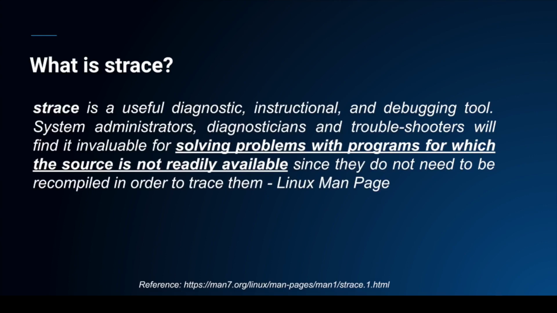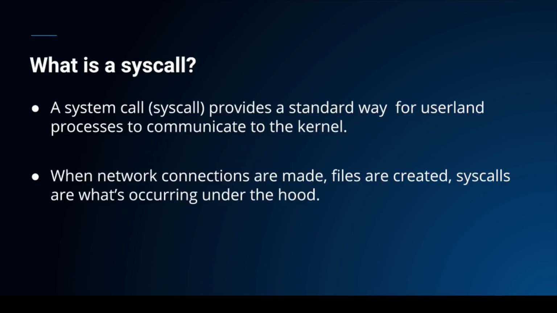So at this point you may be thinking to yourself, okay, but what's a system call? A system call is a standard way for user-land processes in Linux to communicate to the kernel. So when you think of reads, writes, connections, etc., all of those function calls that you might see in a C program, those are actually system calls occurring underneath the hood. By displaying all this information to the end user, you can start to understand, okay, I don't have the source code of this application, but I have an idea of what's going on based on the function calls being made.